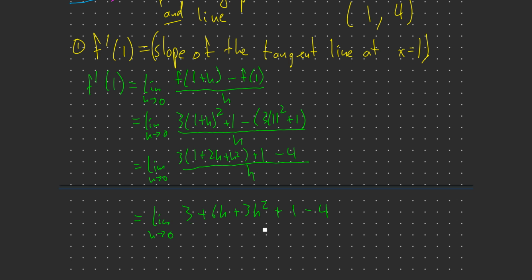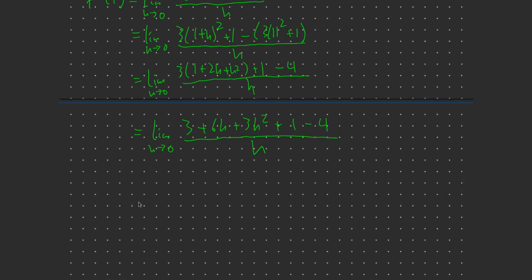So that's nice. We have divided by h in the denominator. Again, 3 plus 1 minus 4, we're just combining like terms in the numerator. We're combining all of those constant terms, and we get 0. So we get 6h plus 3h squared over h. Okay? And now we can factor an h out of the numerator, and we get the limit as h goes to 0 of h times 6 plus 3h over h.